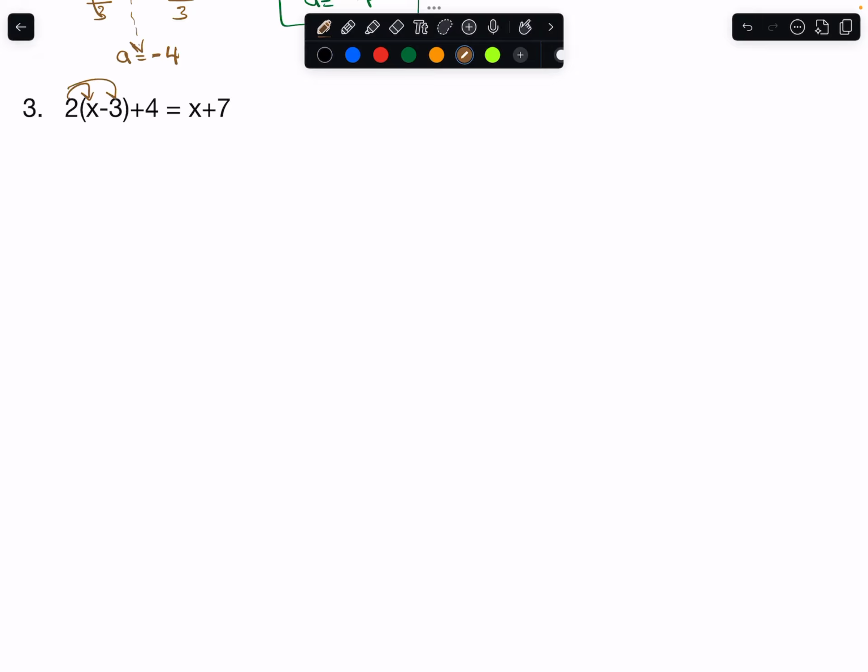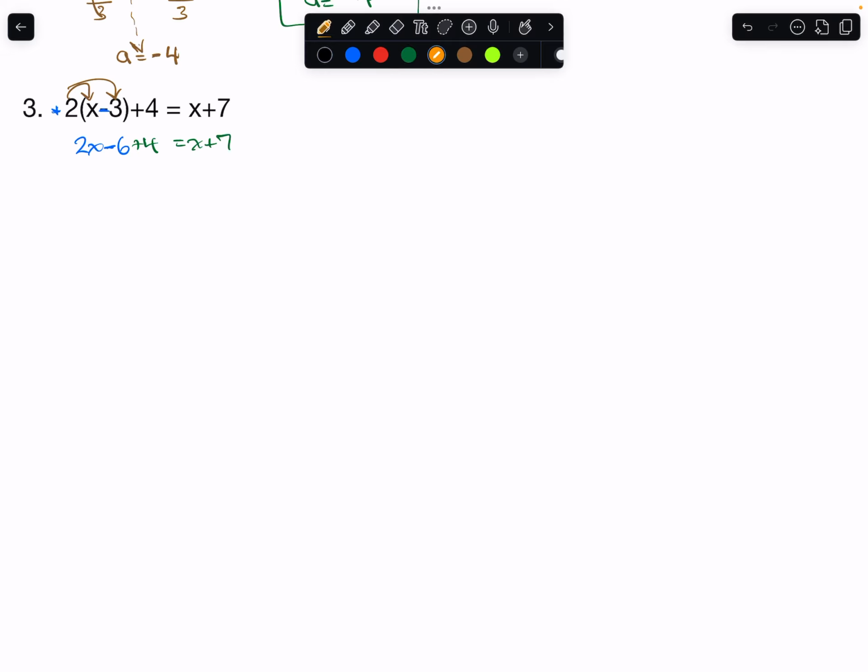Distributive property first. 2 times x is 2x. 2 times 3 is 6. But a positive times a negative, because this negative 3 and this 2 over here is positive, you don't see it. Positive times a negative is negative. Everything else comes down. Plus 4 equals x plus 7.